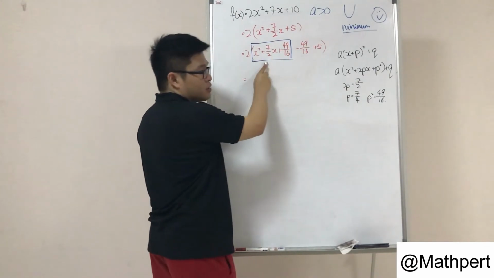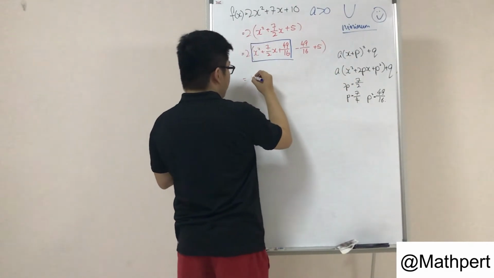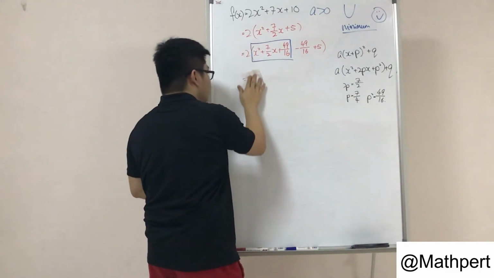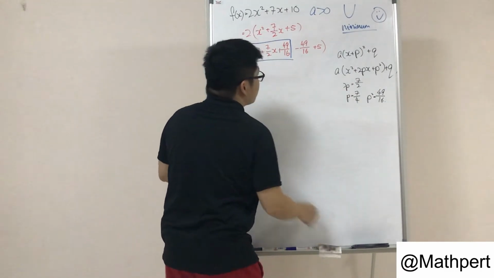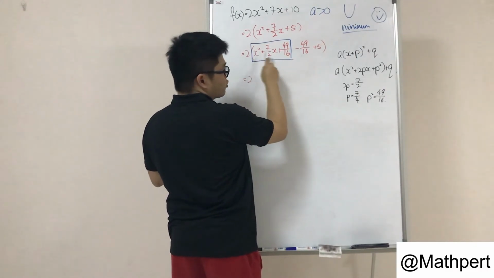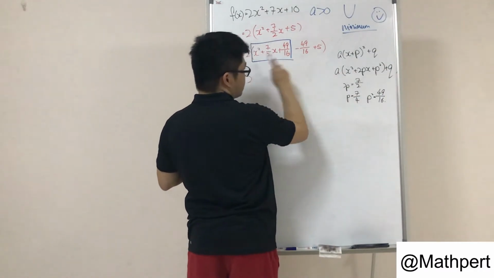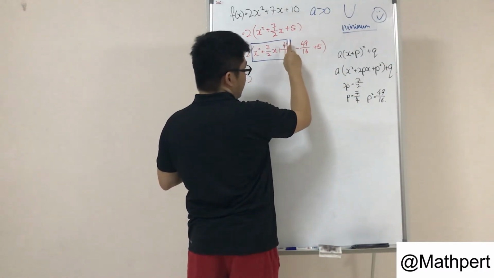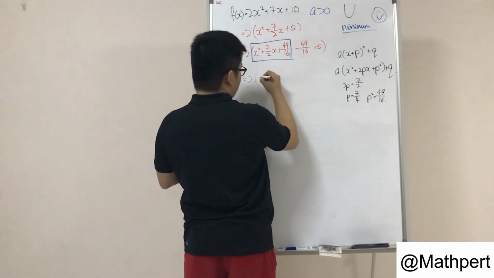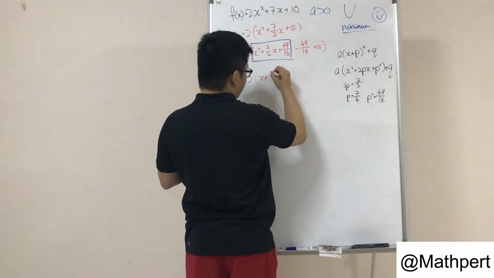This blue box can let us convert into here. So we write it A. So we have to use the color. So A is 2. x squared, 7 over 2x, 2px is the same. 49 over 16 is p squared. So we can convert into x plus p, p is 7 over 4.